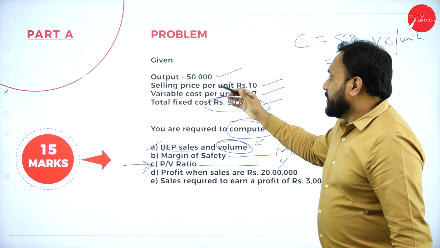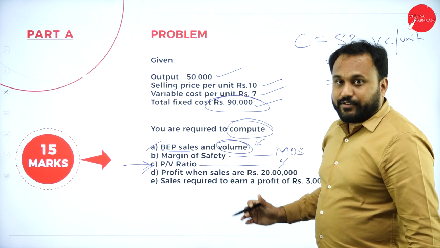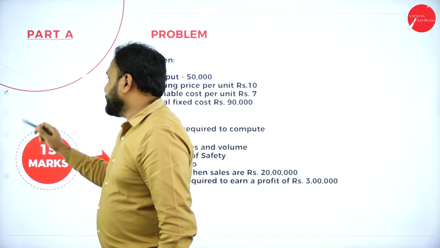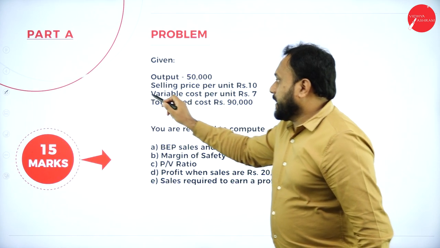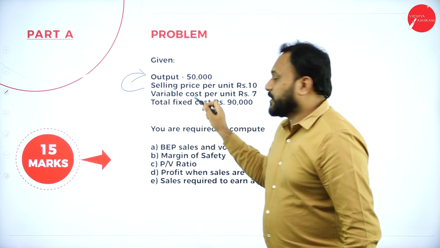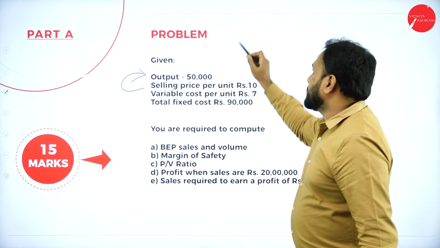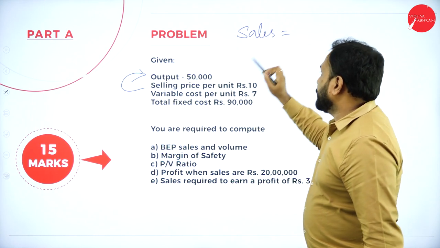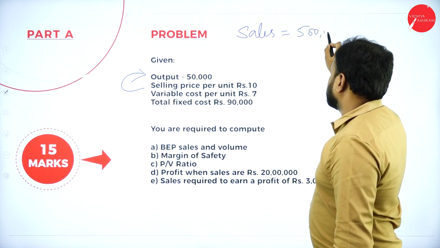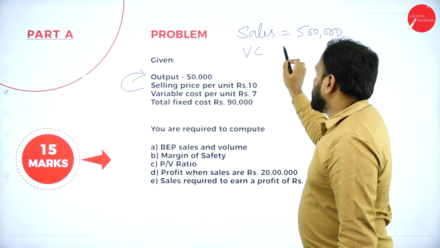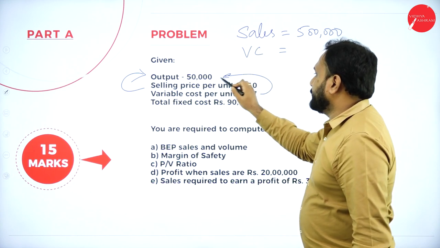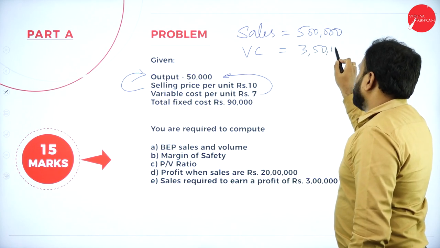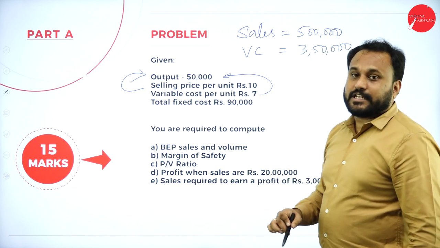See, understand here, whenever I need the profit, the simple logic is, I'll just delete these things for you. Now, whenever I multiply the selling price per unit with the output, I get the sales. So sales is equal to 10 into 50,000, which is 5 lakh. Variable cost is equal to 7 into 50,000, that is 7 5s are 35, so it is 3,50,000.